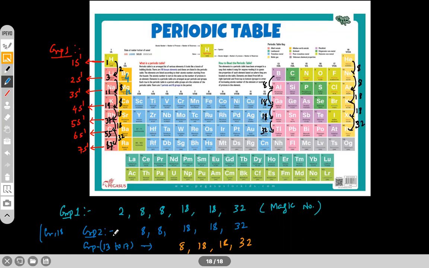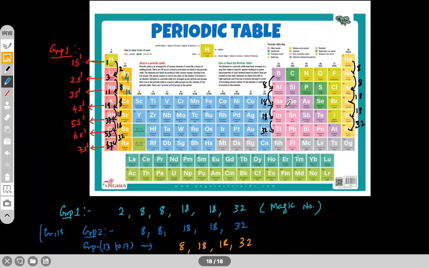So I would suggest you buy a periodic table. It is available online. You can buy this, and you keep on revising like this. Once you revise twice and thrice, you will memorize it. You don't have to do it again and again, but just some analysis and some practice are required here. Okay, it's very important.